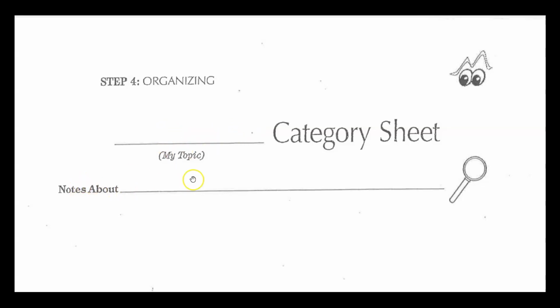And then notes about, and this is where you write your category, okay? Right here after notes about category. And then you're going to color the handle the correct color, okay? And you're going to do one of these for each one of your categories. You have enough for 4, okay? So how many should you have? Well, we're going to go ahead and look at the rubric to help you with that.